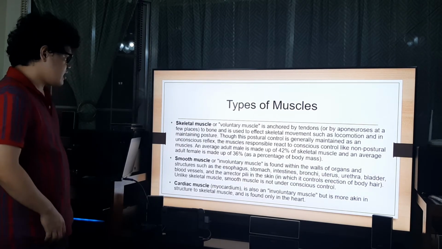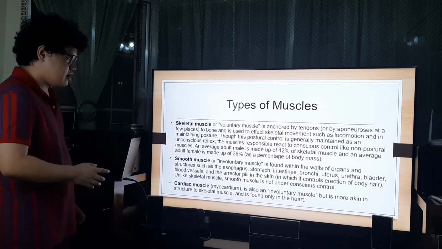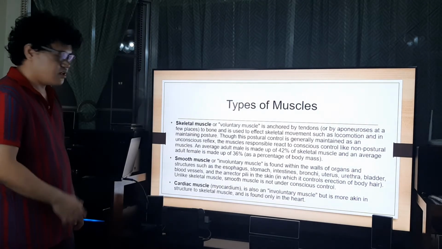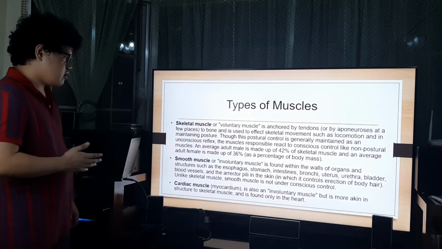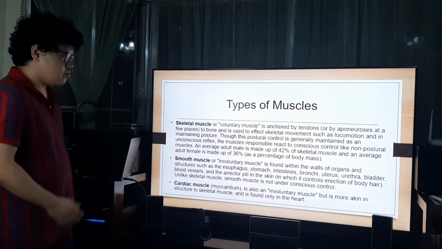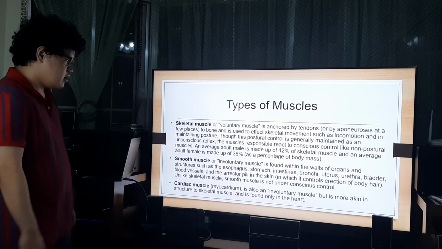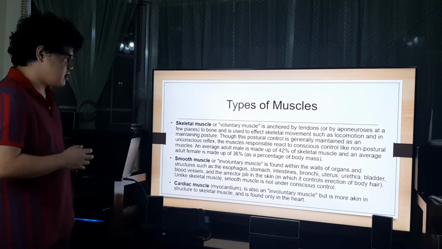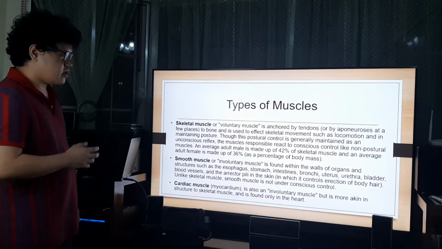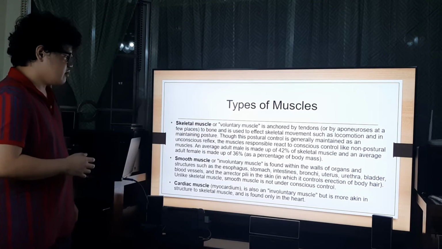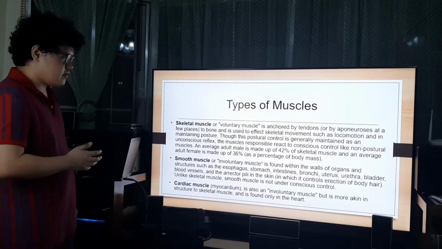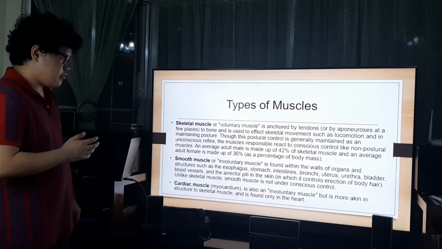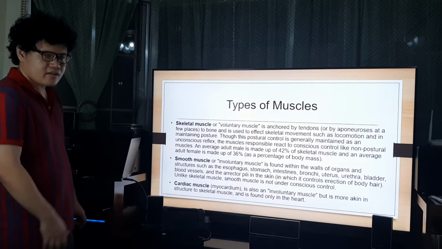The types of muscle. Skeletal muscle, or voluntary muscle, is anchored by tendons or by aponeuroses at a few places to bone, and is used to effect skeletal movements such as locomotion and in maintaining posture. Though this postural control is generally maintained as an unconscious reflex, the muscles responsible react to conscious control like non-postural muscles. An average adult male is made up of 42% skeletal muscle, and an average adult female is made up of 36%, as a percentage of body mass.